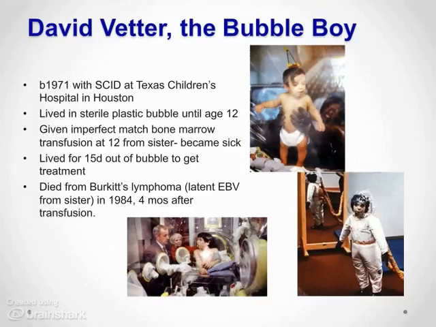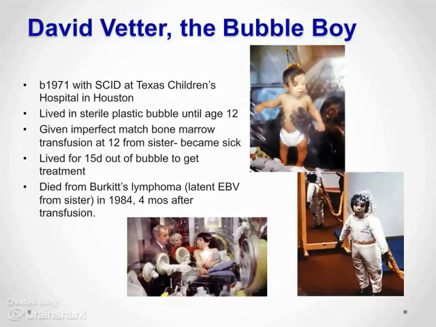Perhaps some of you remember the bubble boy, David Vetter, who was born in 1971 with SCID in Houston, Texas. His infant older brother died of the same thing, so his parents arranged for a germ-free delivery. David lived in a sterile plastic bubble until the age of 12. He was given an imperfect match bone marrow transfusion at age 12 from his sister and became sick.